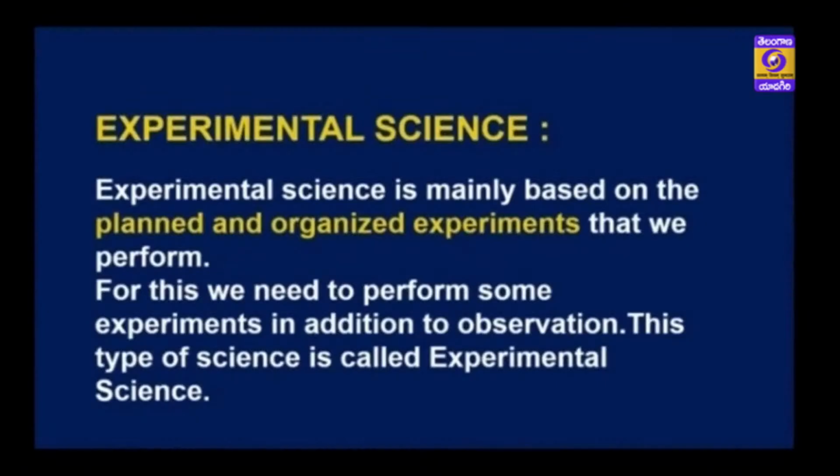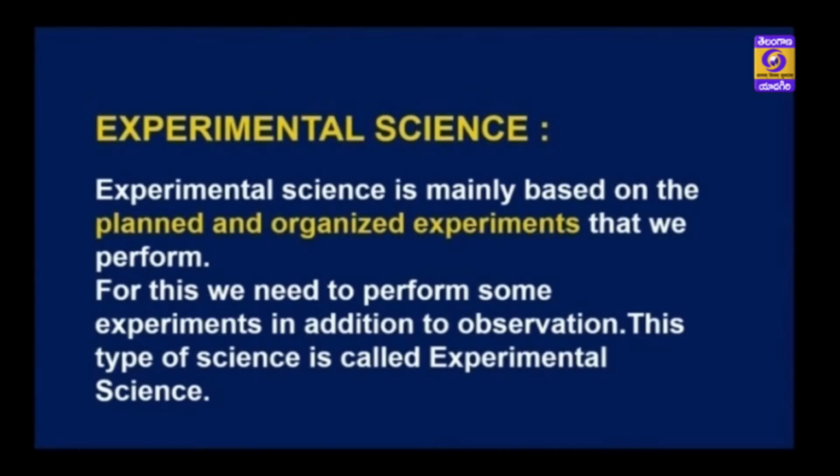Next, the second one is experimental science. Here experimental science is mainly based on planned and organized experiments that we generally perform in the laboratory, or sometimes we also do activities in your laboratories. So that comes under experimental science. Experimental science is mainly based on planned and organized experiments that we perform either outside or inside the chemical laboratory.